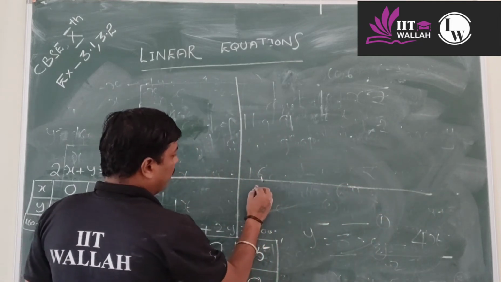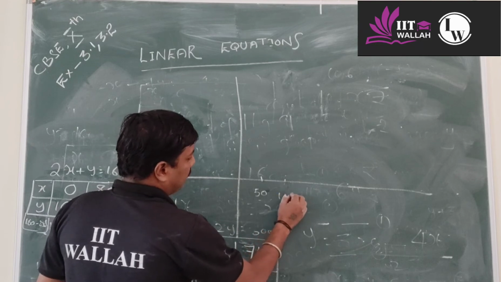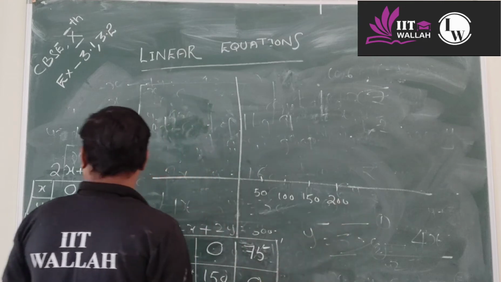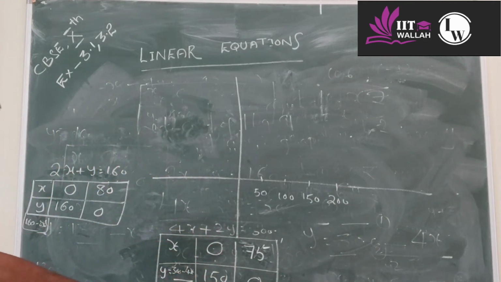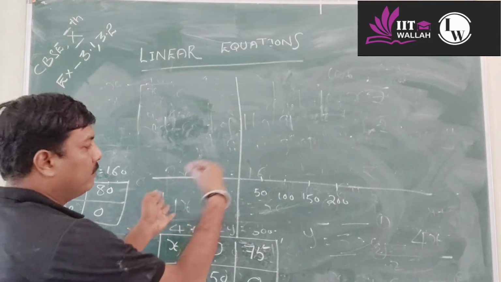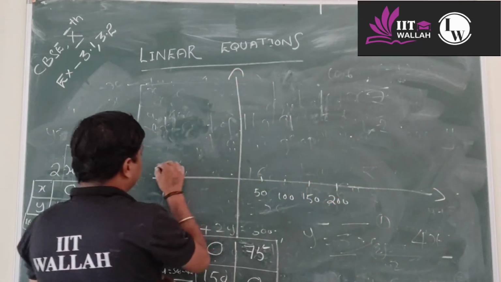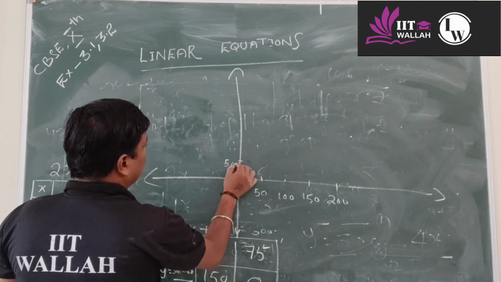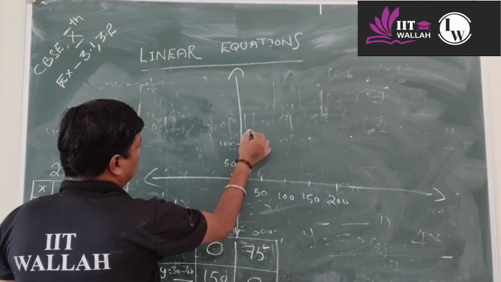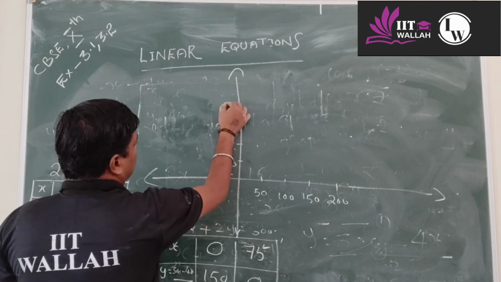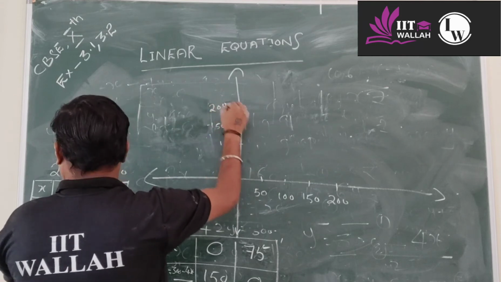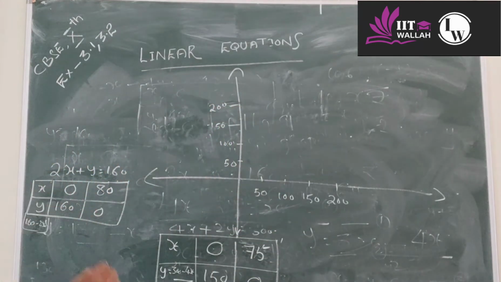So I am taking 50, 100, 150, 200 like that. So there are no negative values, only positive values. So only this side the graph will come. Okay. So here also I am taking 50, 100, 150, 200, like this. Okay. So first coordinate is 0 and 160.